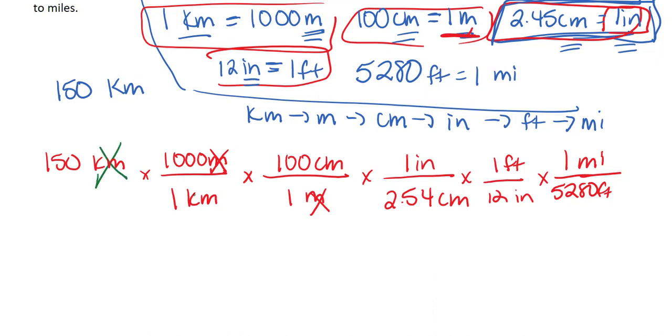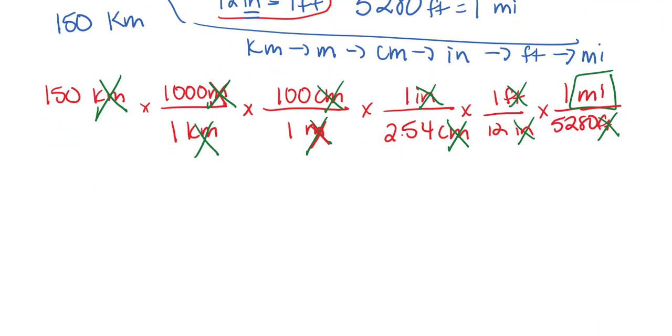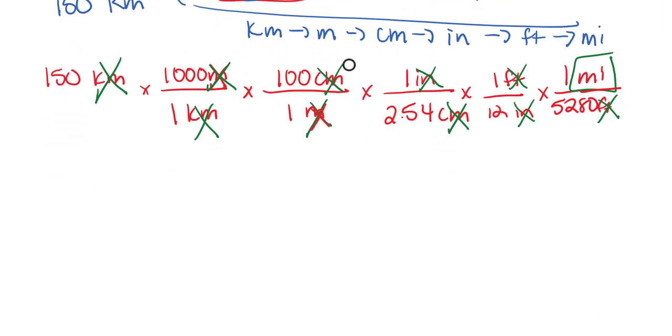So if we can get rid of kilometers here, we can get rid of meters. Then we can get rid of centimeters. We can get rid of inches. We can get rid of feet. And we're left with miles, which is exactly what we want. So now we can just go ahead and multiply. We multiply what's on the top, and then we multiply what's on the bottom together. So let's go ahead and do that.